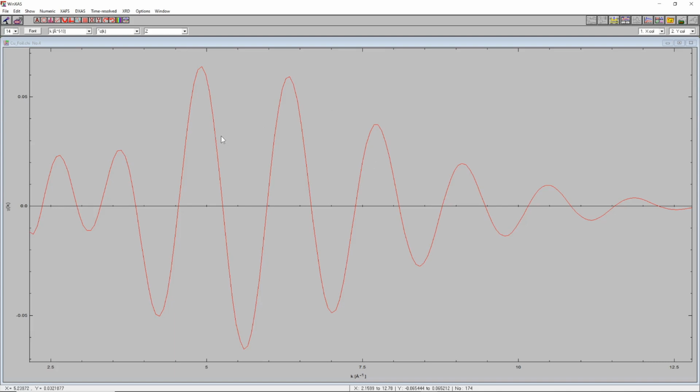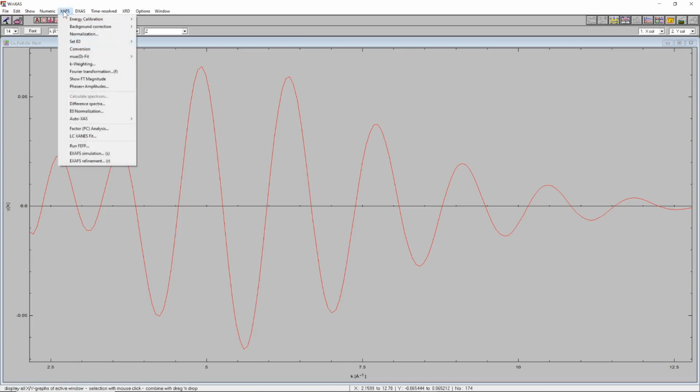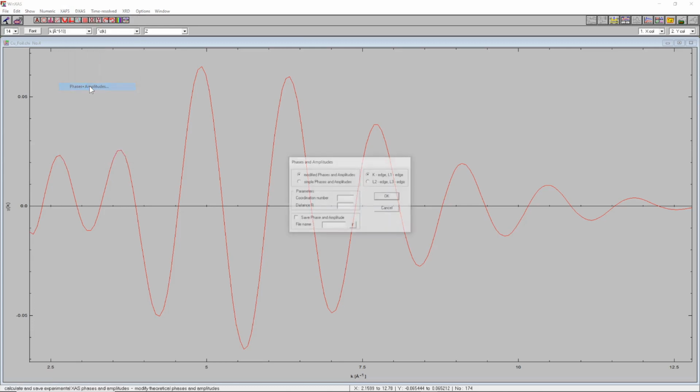So next step now, from this we want to calculate the experimental phases and amplitude. This is again in the EXAFS menu, phases and amplitude. We want to extract what is called modified phases and amplitudes here, where we actually need to input the crystallographic values for the first shell in copper metal. And those phases and amplitudes then can be used for EXAFS simulation and refinement.